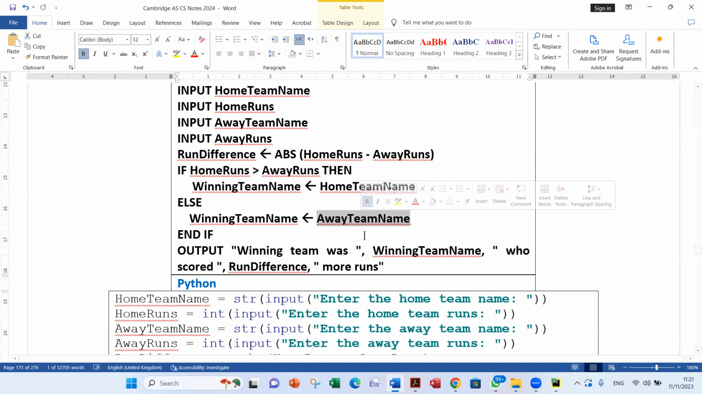Okay? Now I have two variables, one called run difference and another called away team name. So I can output "winning team was", this is just some text to show on the screen, comma, and here goes the name of the winner from the variable called win team name. And then quotation, space, "who scored the", space. Whatever is between quotation marks will just show on the screen. And then you put the value of the variable run difference and then "more runs". Okay, that is the pseudocode.